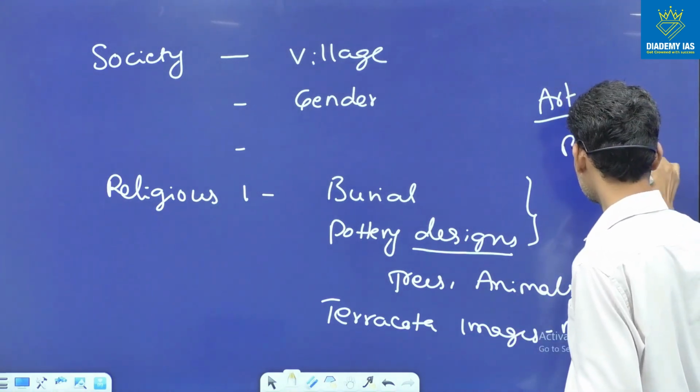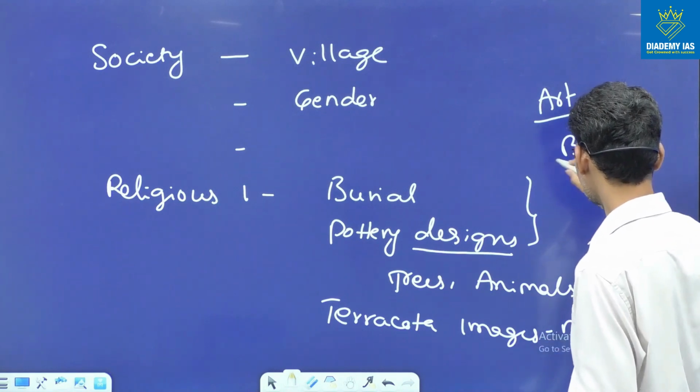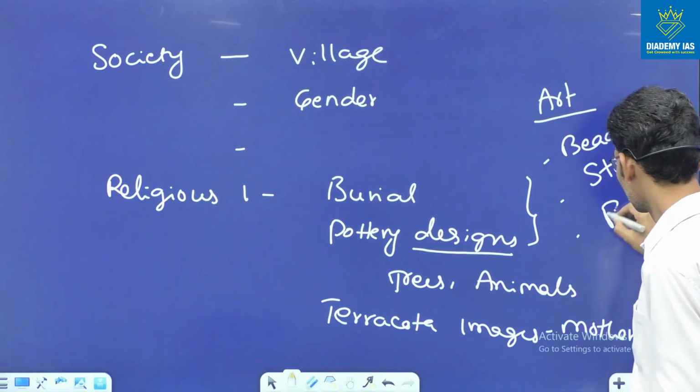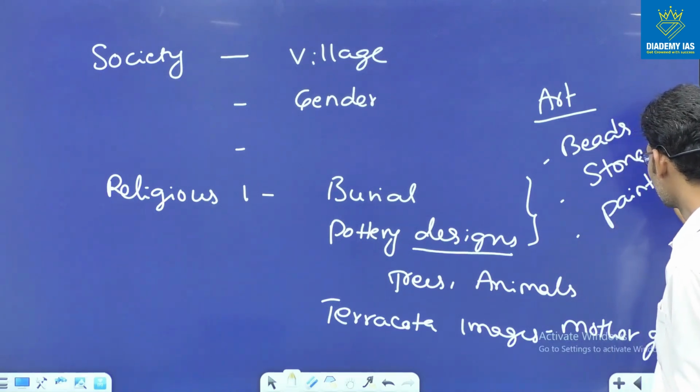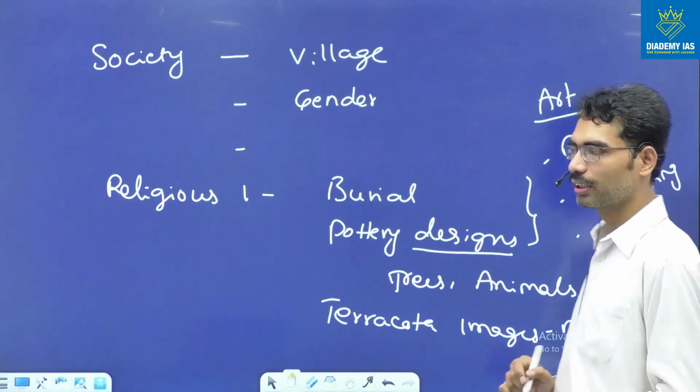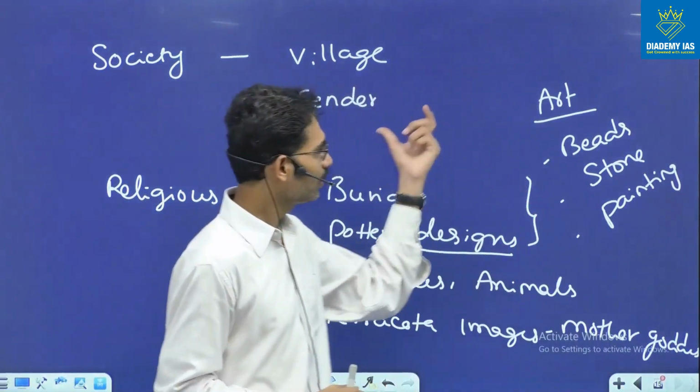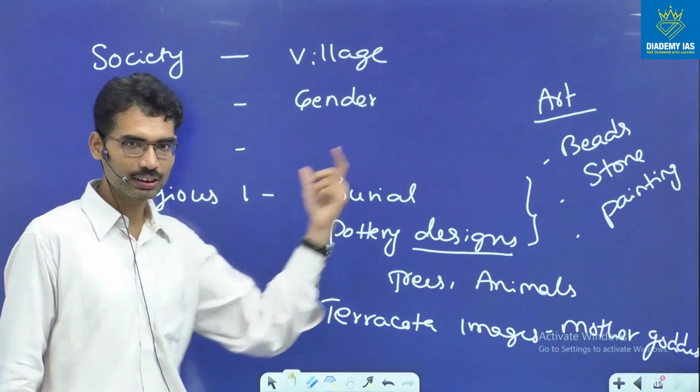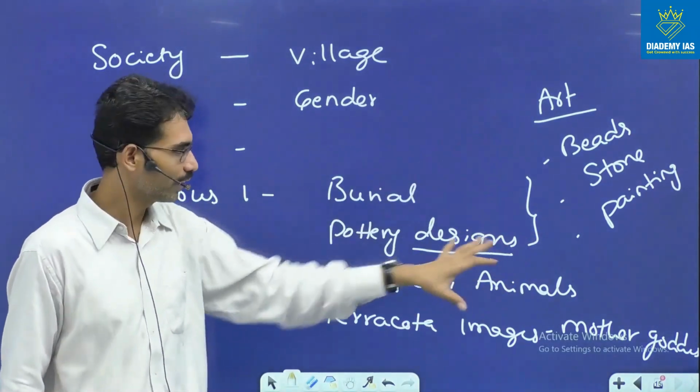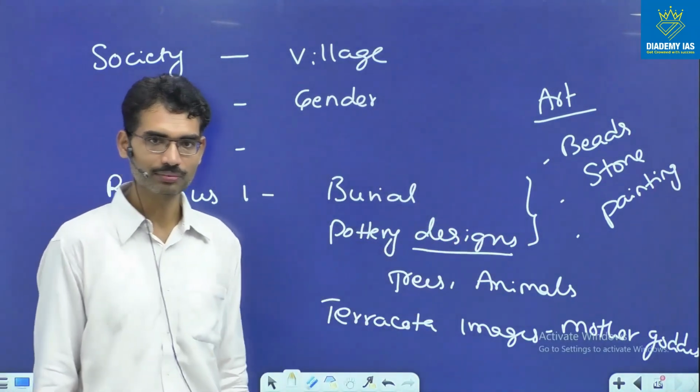With stone, they made different items, and pottery painting, pottery designs. Like this, all the institutions, whatever we are going to see for the historic period, are going to take their final shape in the Chalcolithic period.